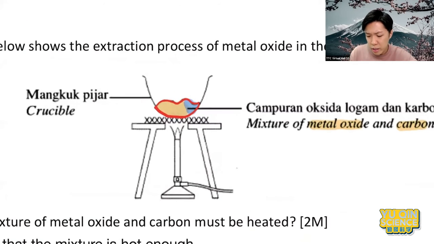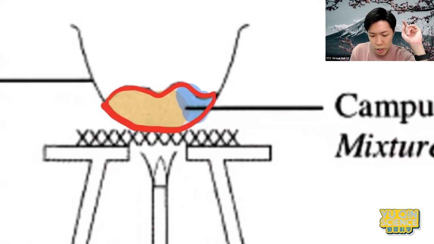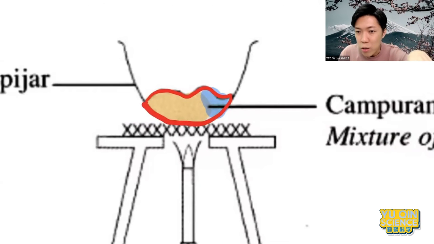I think this is not just one type of metal oxide. Someone asked the question just now: what if the metal is more reactive than carbon? I think you all get what I'm trying to say. I think the blue color part, that is no reaction, must be a metal oxide that is higher than carbon.